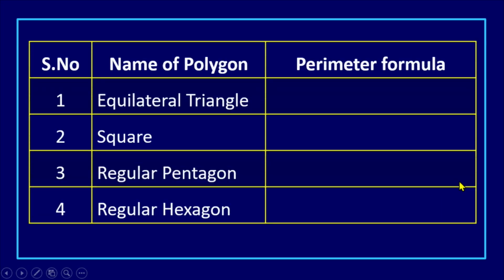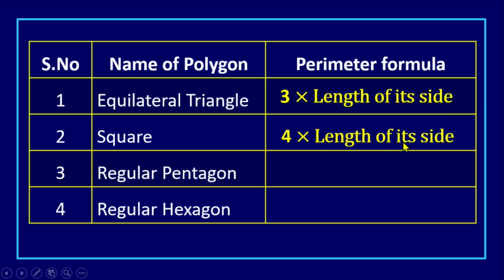Now, let us generalize this, children. So, let us see here. We have seen the polygon, that is an equilateral triangle. The perimeter of an equilateral triangle is 3 into length of its side. We have already seen that, children, isn't it? Now, what is the perimeter of a square? 4 into length of its side. Now, can you imagine, children, what will be the perimeter of a regular pentagon? You know what a pentagon is? It has 5 sides, and regular pentagon means 5 equal sides. So, what will be its perimeter? Yes, the number of sides, that is 5 into length of its side.